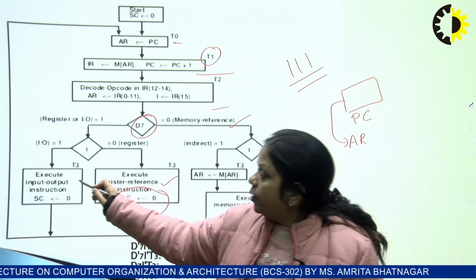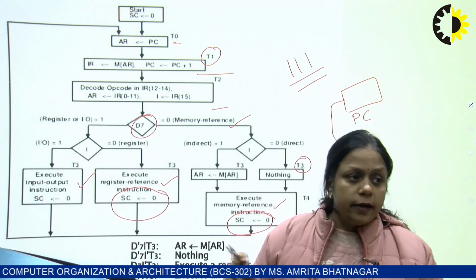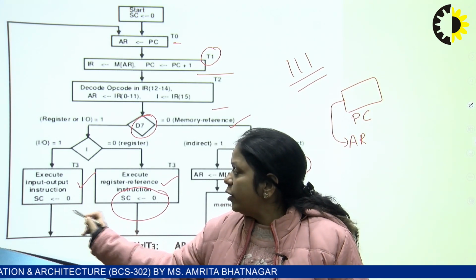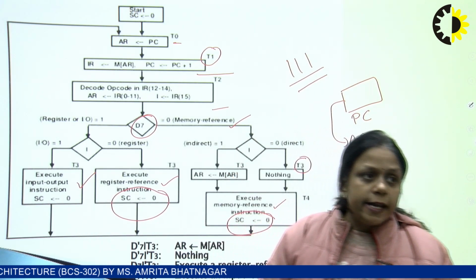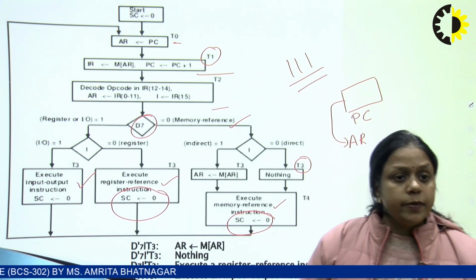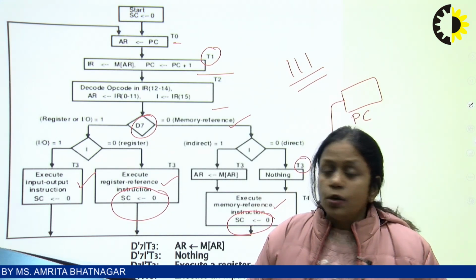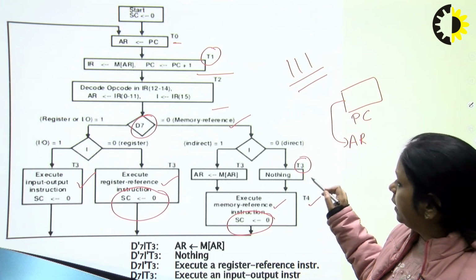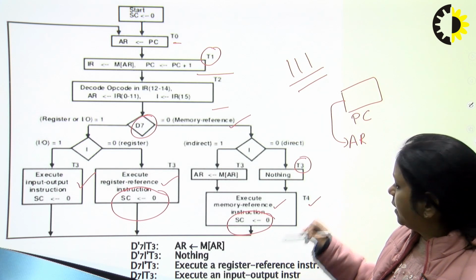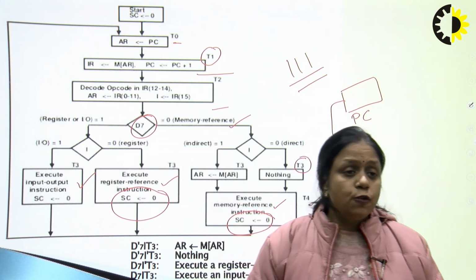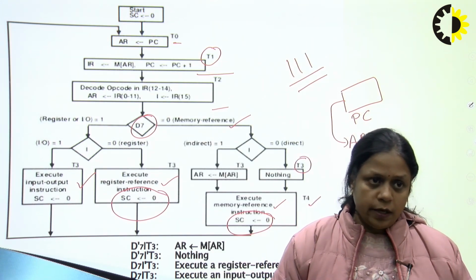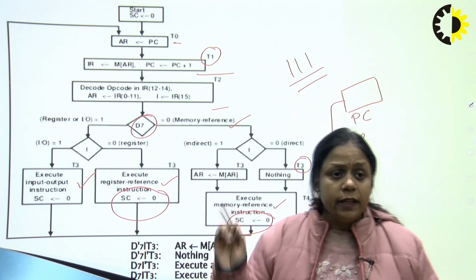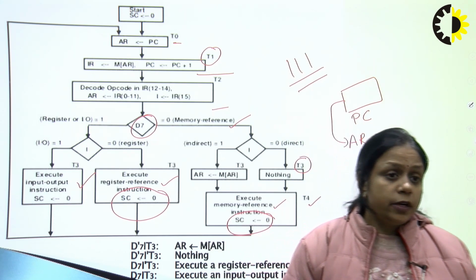If the value of I is 1, then this is an input output instruction, and we will execute the input output instruction, and lastly we clear the value of the sequence counter to 0, so that the next instruction can be started and the timing signal is generated again from T0. So we can see here that in the T4 or T3 timing signal, we have completed the overall execution of a particular instruction. After that, again the sequence counter will be 0, and again the T0 timing signal will be generated for the next instruction.